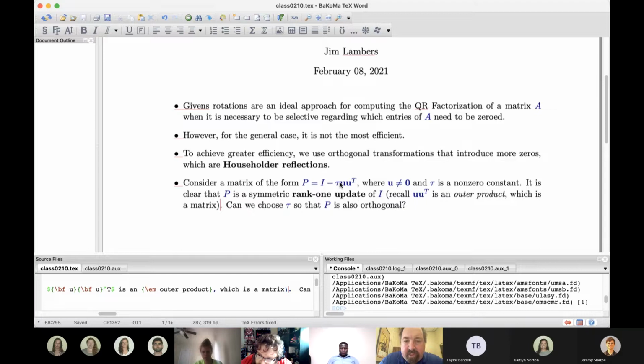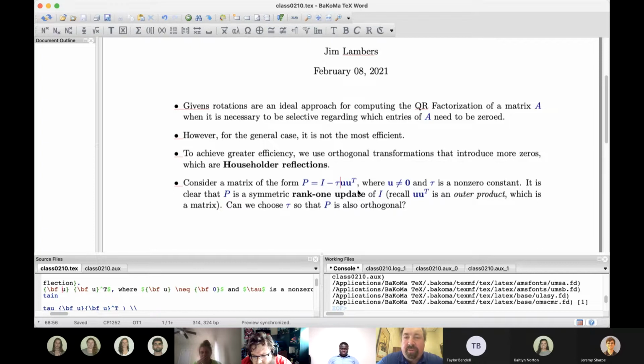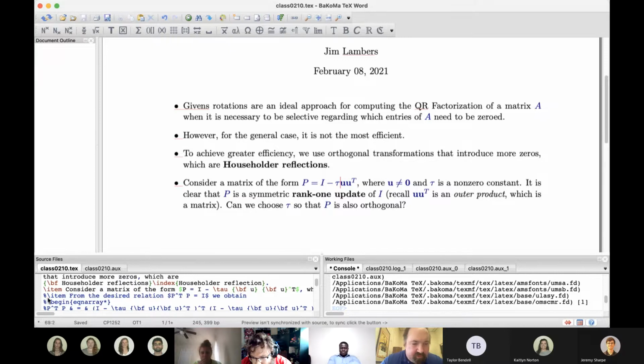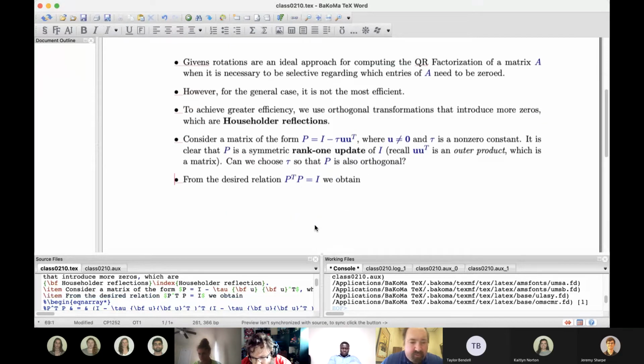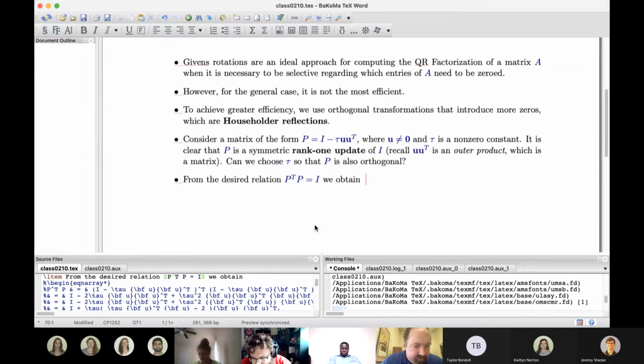So UU transpose is an outer product, which is a matrix. An inner product of two vectors is a number. Outer product of two vectors is a matrix. So we like to choose the constant tau so that this matrix is orthogonal, because we want to use orthogonal transformations, because we're trying to compute the QR factorization where Q is orthogonal. So we want P transpose P to be identity so that P will be orthogonal.